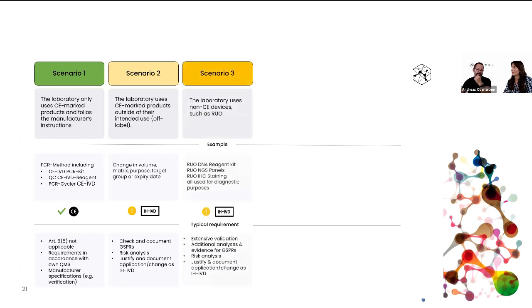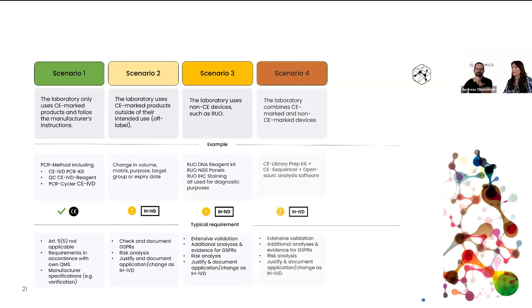Scenario 3 is very similar, right? So it was the ARIOS scenario where you repurpose, but that's not a CE-marked device, but really a non-CE-marked device, a research use only device. And that means that you have to again consider what are the changes exactly and what needs to be done here.